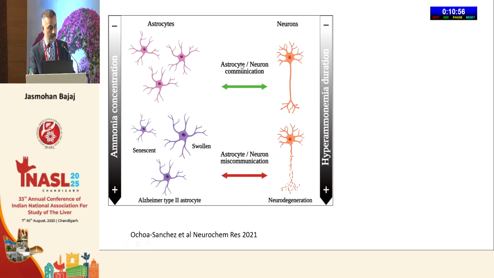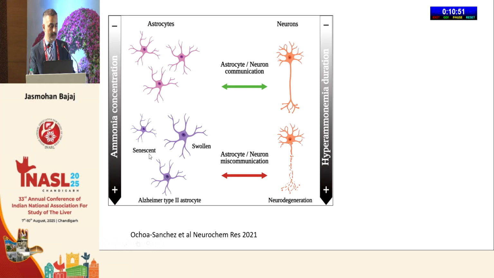So what we want to look at in patients with liver disease, there's an astrocyte neuronal complication. Then you have these senescent cells, which are older and swollen, and Alzheimer type 2. This actually, unfortunately, goes into neurodegeneration.